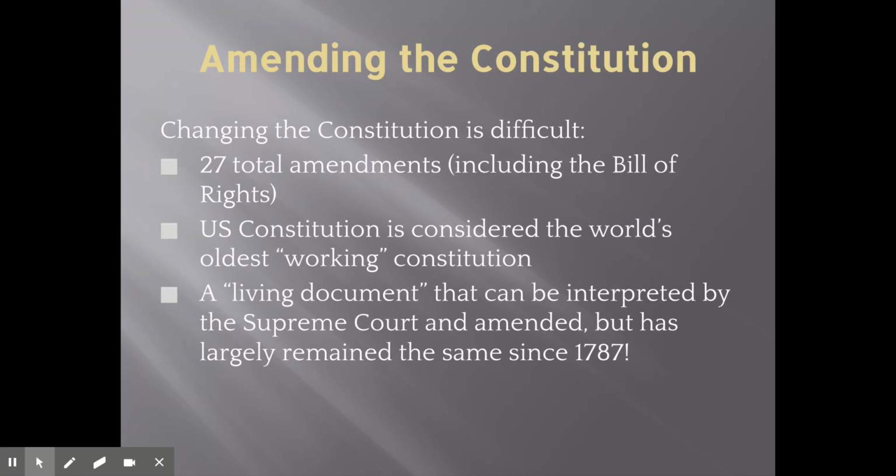So, amending the Constitution is extremely difficult. It is a very lengthy process, and there are 27 total amendments. Now, this is including the Bill of Rights, the first 10. And so it is a living and working document. It is considered to be the oldest working constitution, so it can still be altered up to this point. But for the most part, it has remained the same since 1787.